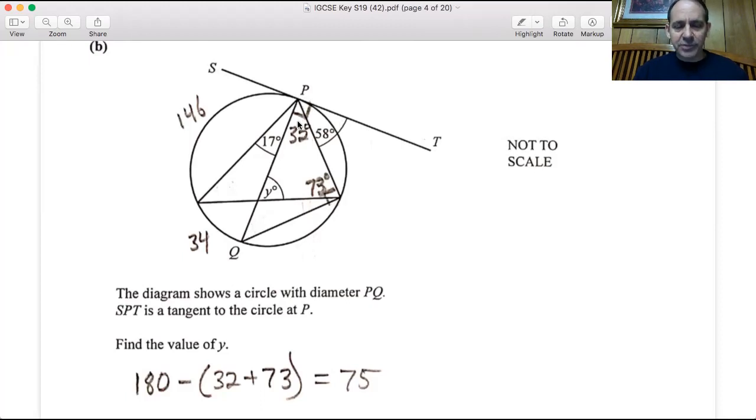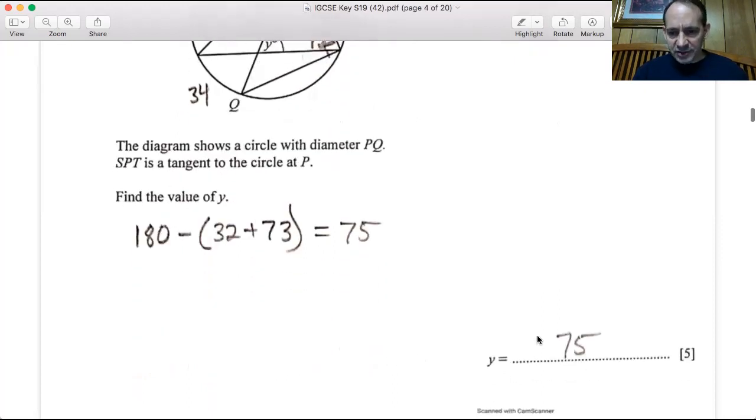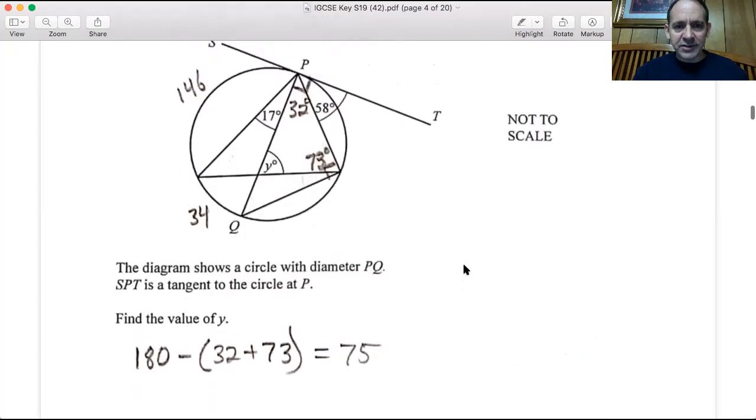Now we have two of the three angles in the triangle. So 180 minus the 32 plus 73 gives us 75. Okay, so y is 75.